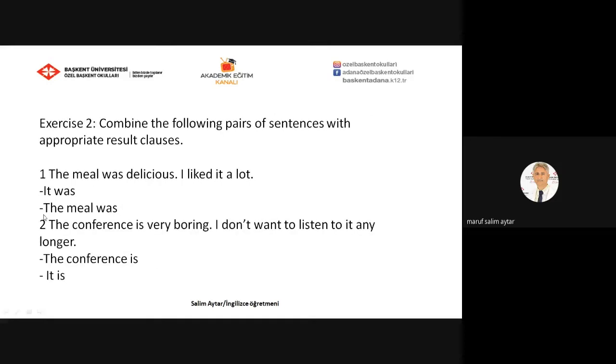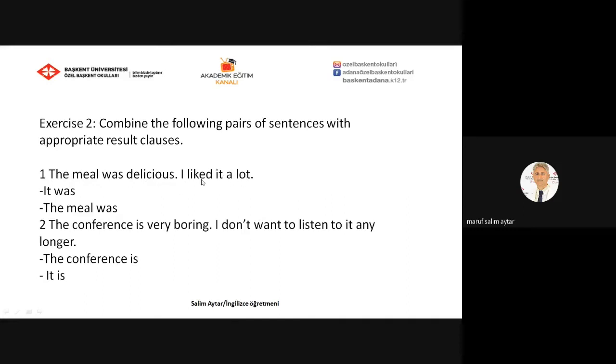Can we just have a look at the exercises here? And can you please combine the following pairs of sentences with appropriate result clauses? For example, the first one has two alternatives. One can be written with so, the other can be written with such, for example. Let's see the first one. The meal was delicious. I liked it a lot.